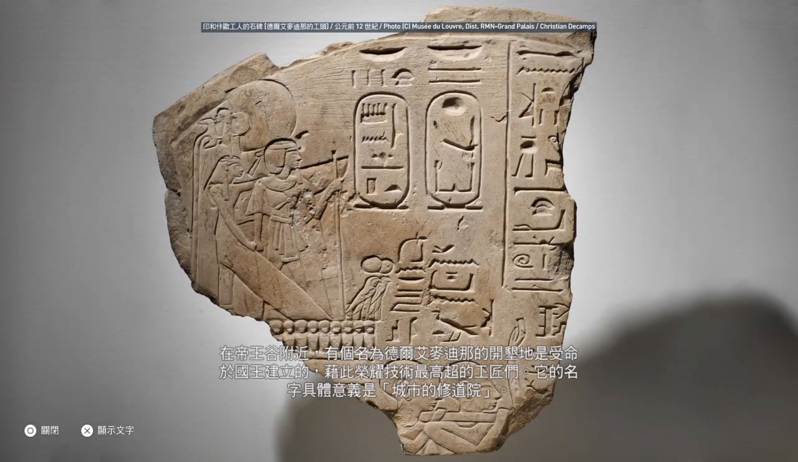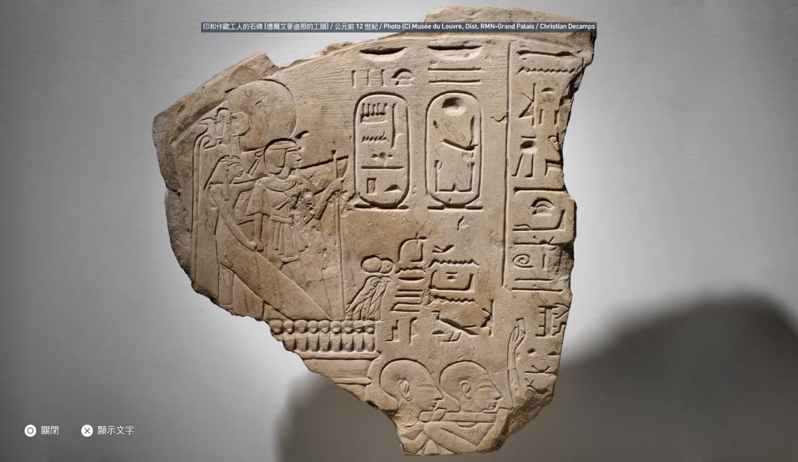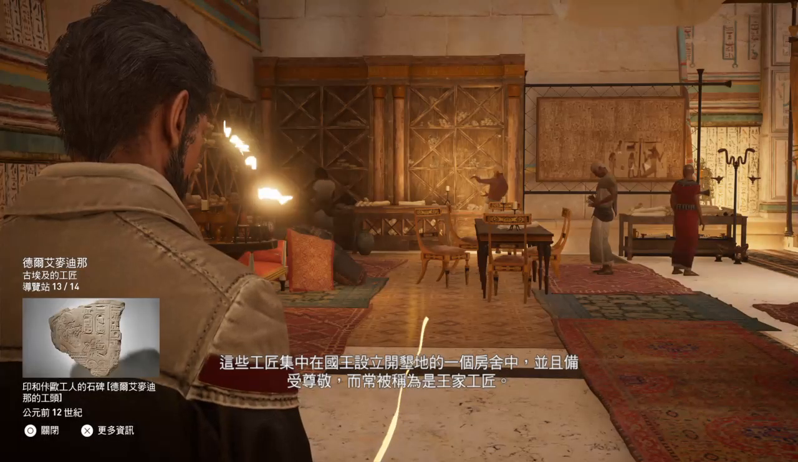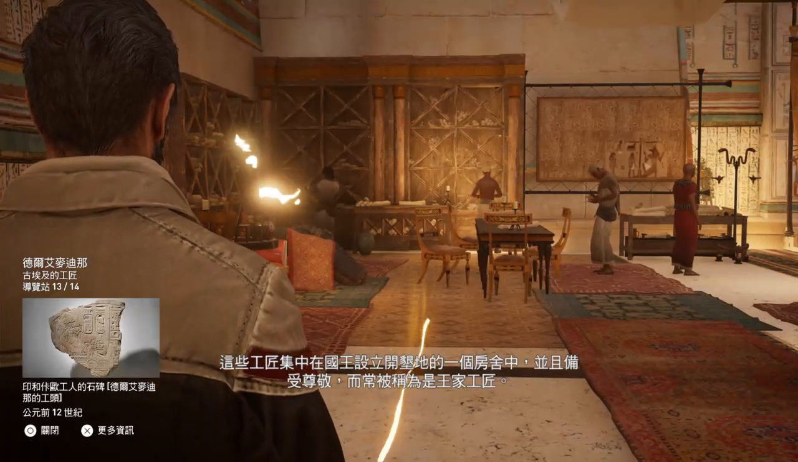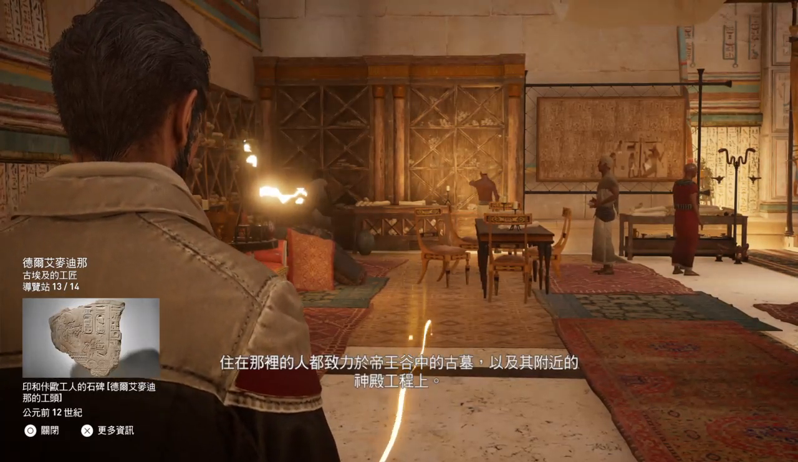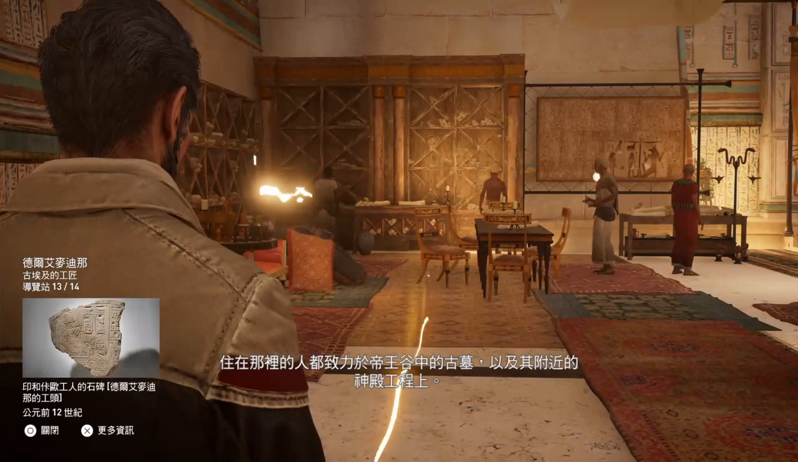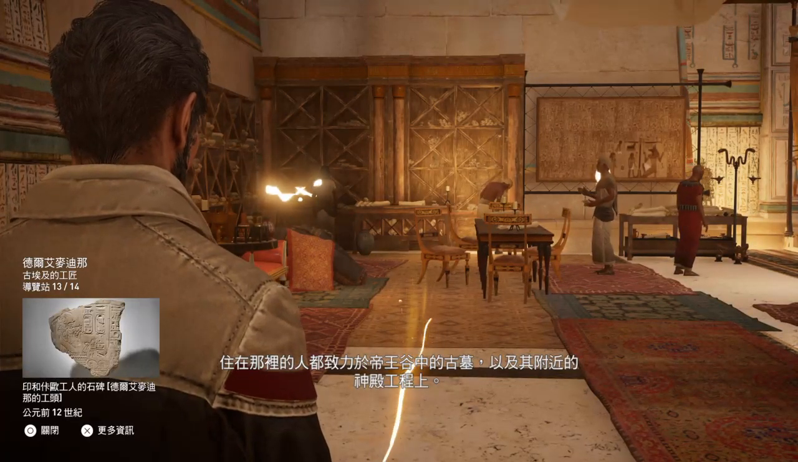Located near the Valley of the Kings, Deir el-Medina was a settlement created by order of the king to honor the most skilled artisans. Its name translates as the monastery of the city. Allocated a house on the initiative of the king, these craftsfolk were regarded with respect and referred to as the royal artisans. Those who lived there worked on the tombs in the Valley of the Kings and its surrounding temples.